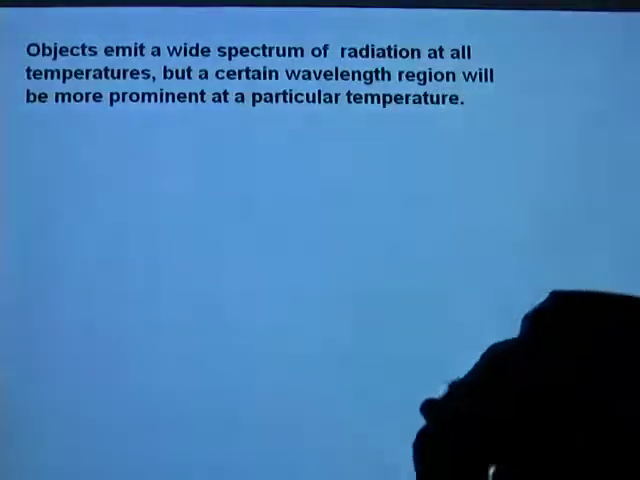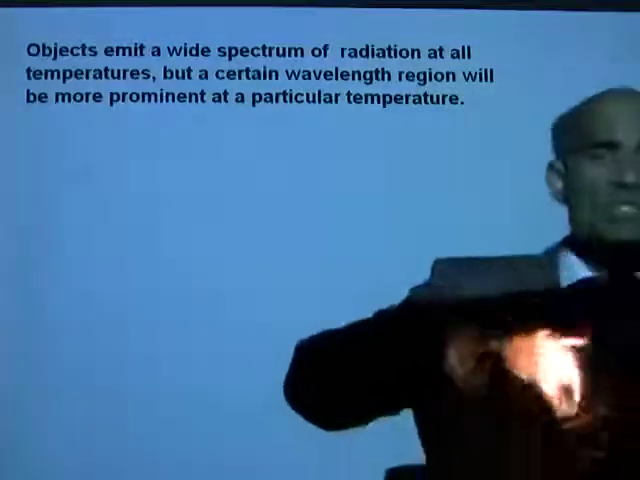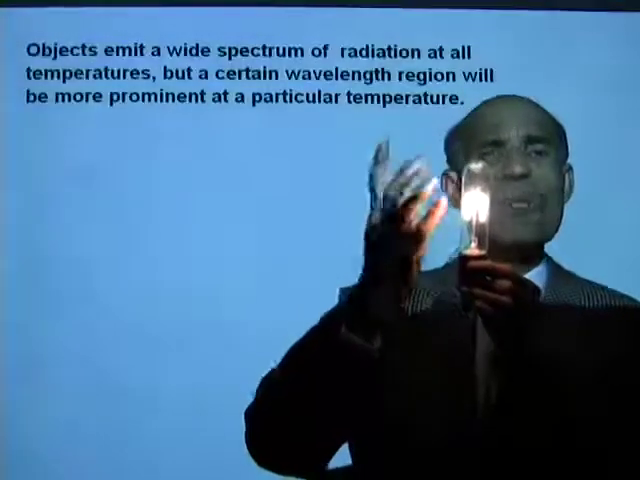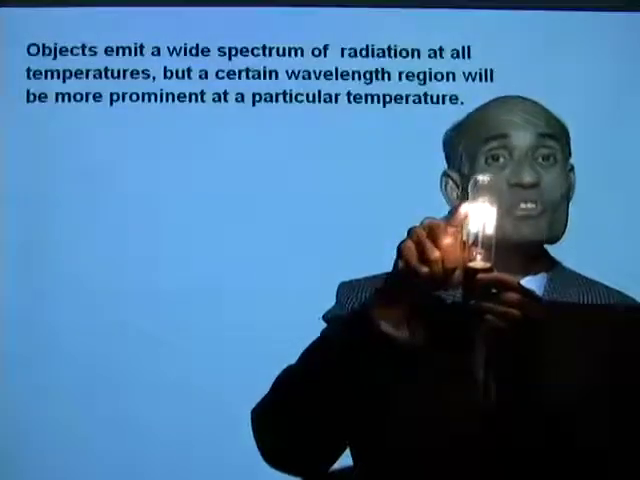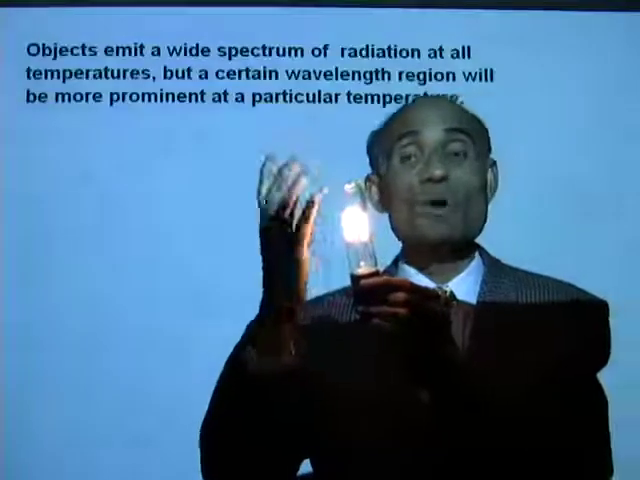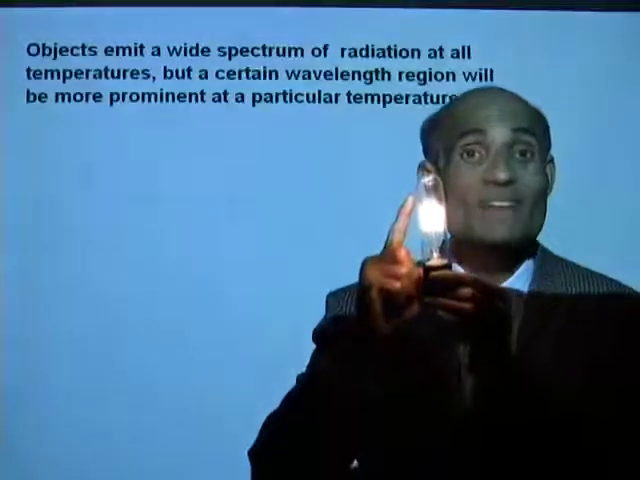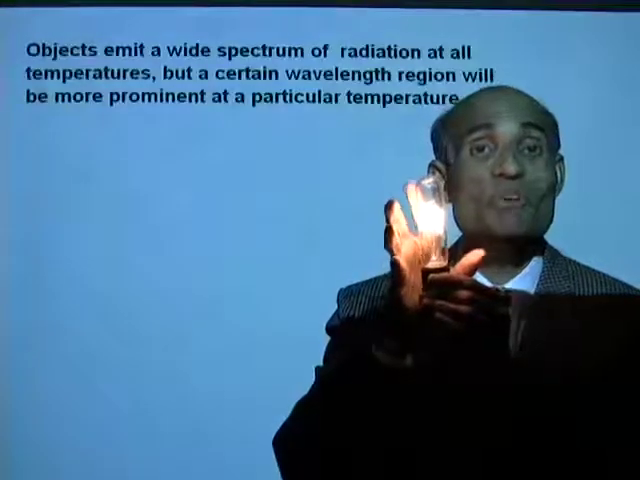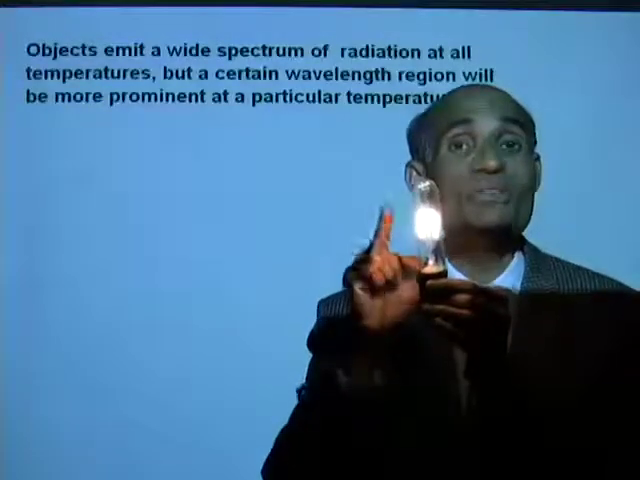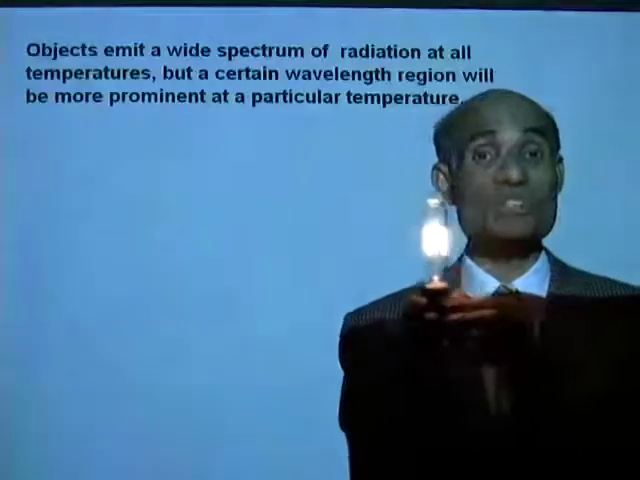Now look at this filament one more time. This filament is now emitting white light. What is the temperature of that filament? The most prominent radiation emitted by this filament is now white light. The temperature of the filament is in the region of 4,000 to 5,000 degrees Celsius.